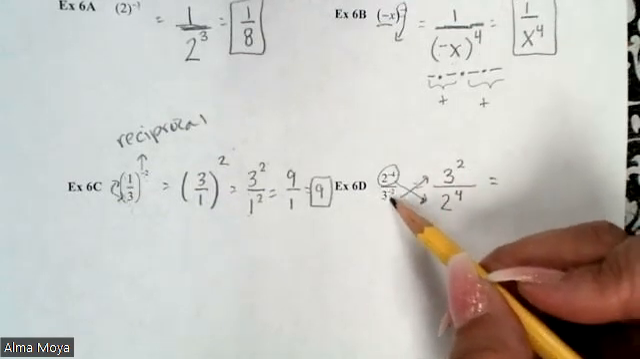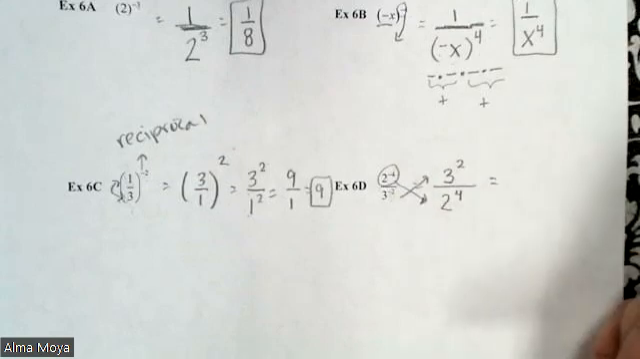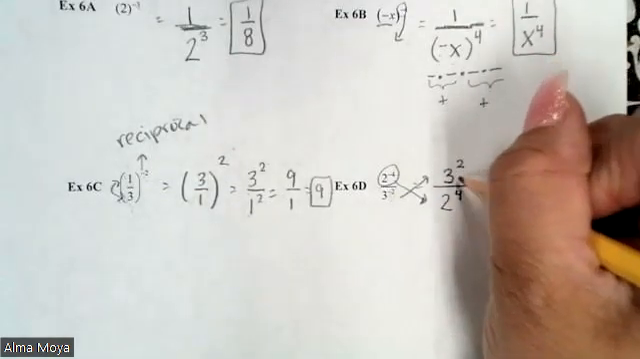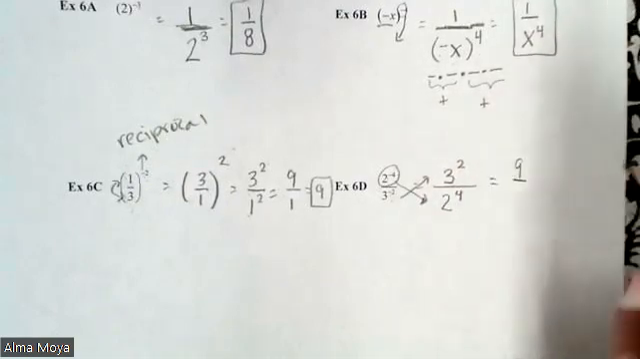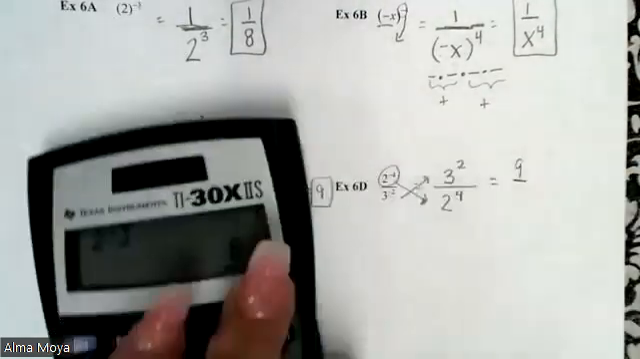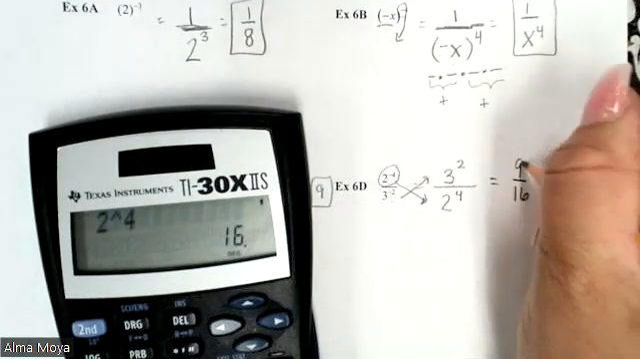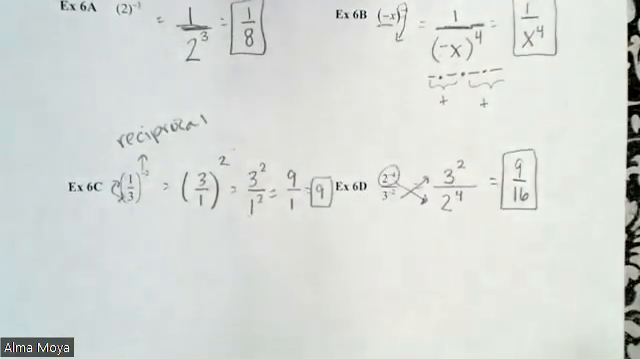Both of them had negatives. That's why they flipped. If they didn't have the negative, they would stay where they were. 3 squared, that's 3 times 3, which is 9. And then 2 to the 4th, 2 times 2 times 2 times 2 is 16. And that cannot be reduced.